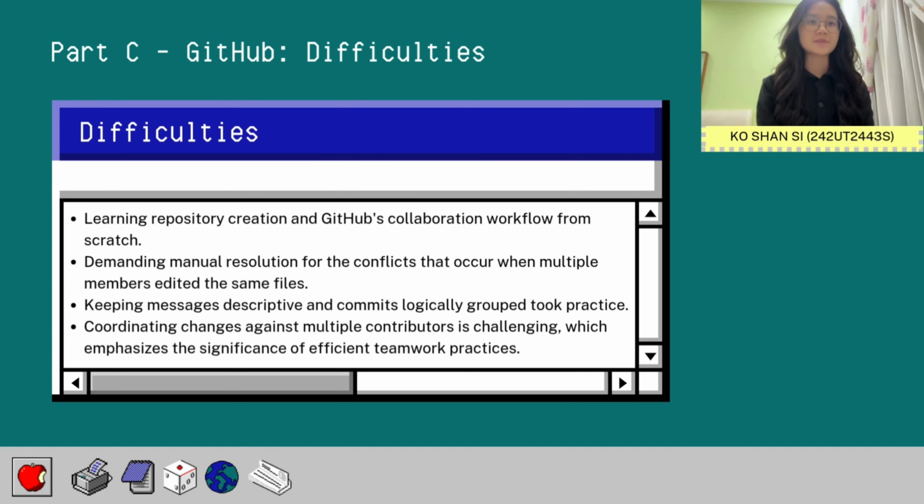We learned how to create a repository and use GitHub to collaborate as a team. It was tough at first, especially resolving conflicts when we edited the same file. Other than that, writing clear commit messages and organizing commits took some practice. Managing changes from multiple members showed us how important good teamwork really is.